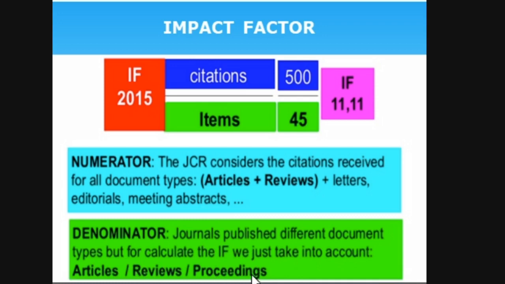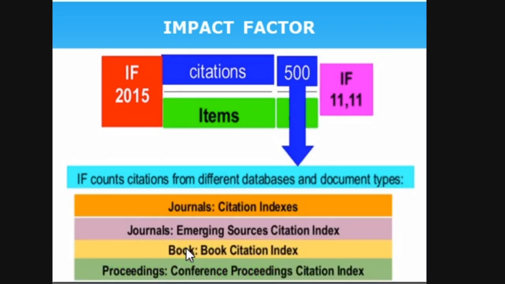They only take the articles, reviews, and proceedings. But in terms of calculating citations, they take everything. In terms of items, they only take three main sources: articles, reviews, and proceedings. So this is how they calculate the Journal Citation Report. Remember this. It is in Web of Science. I think I have showed you that JCR.